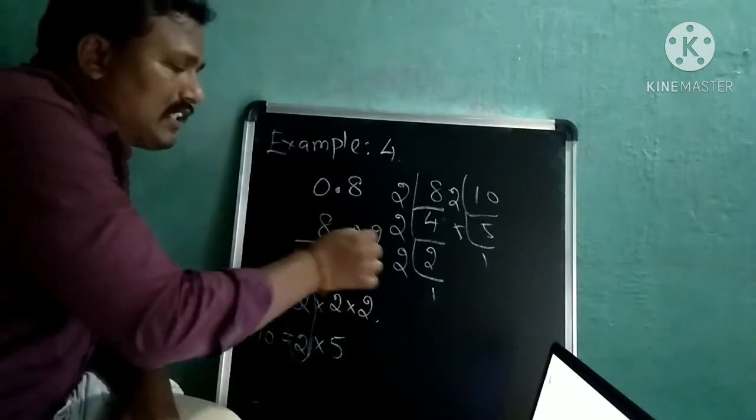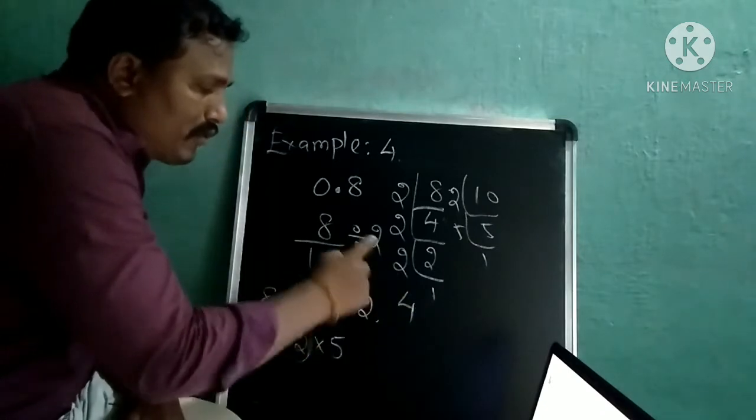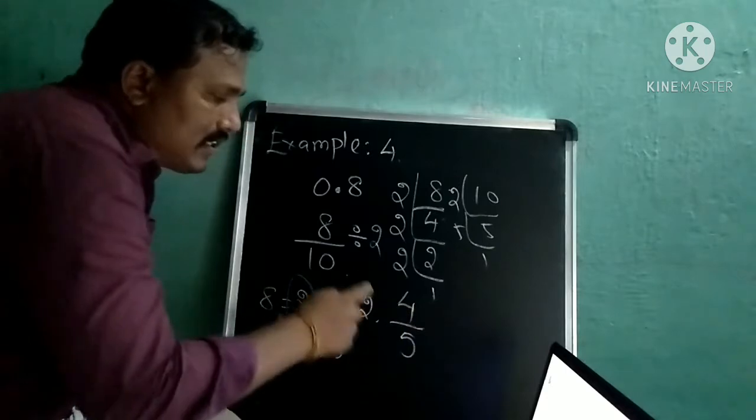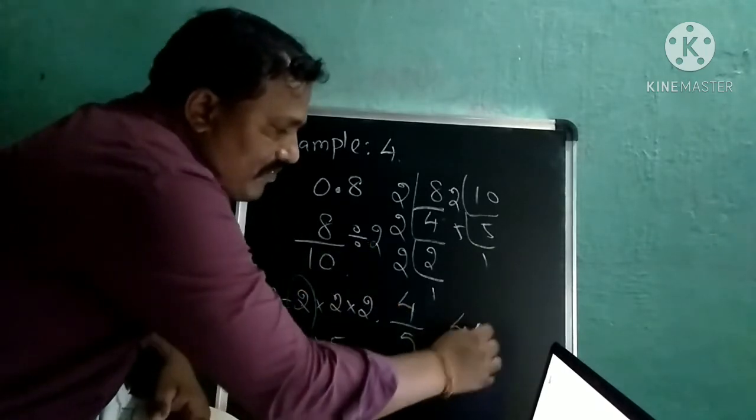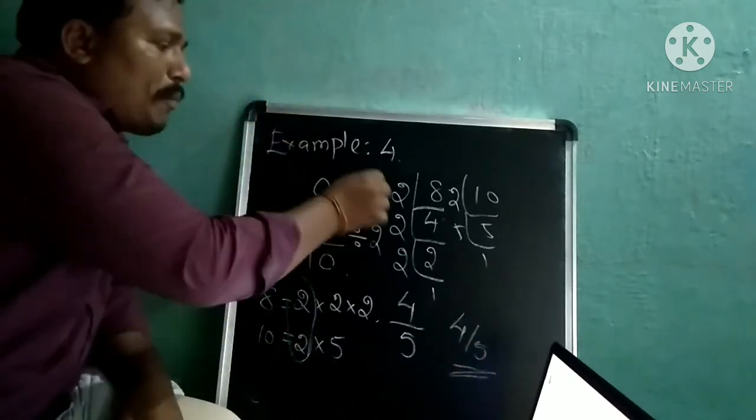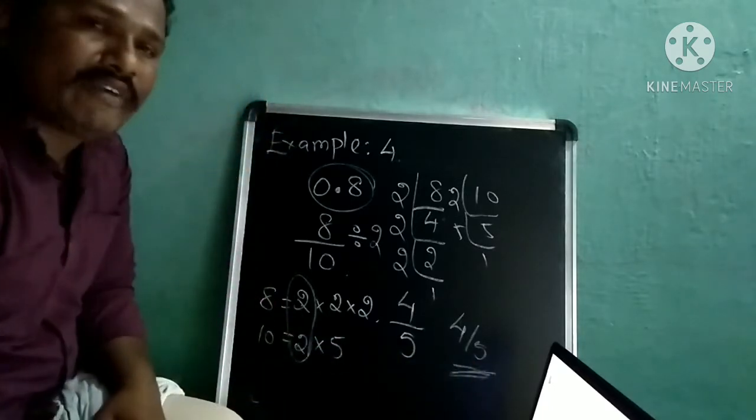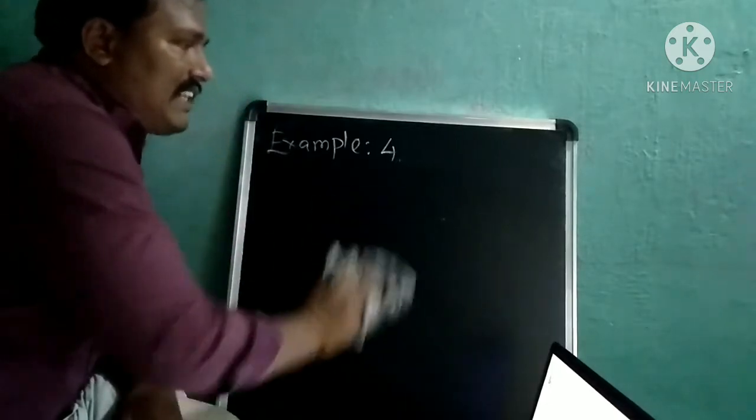So what will you get? 2 4s are 8, 2 5s are 10. So 4 by 5 is the fraction. So 0.8, if you convert it to a fraction, 4 by 5 or 4 upon 5 is the answer. Then let me take another example.